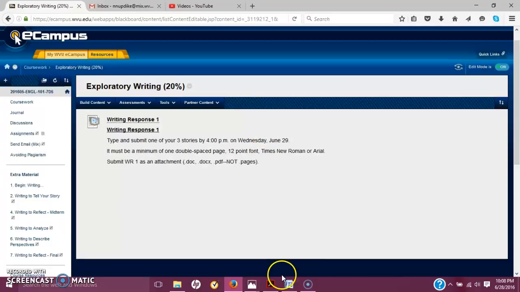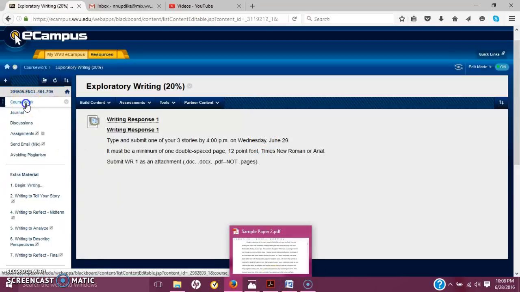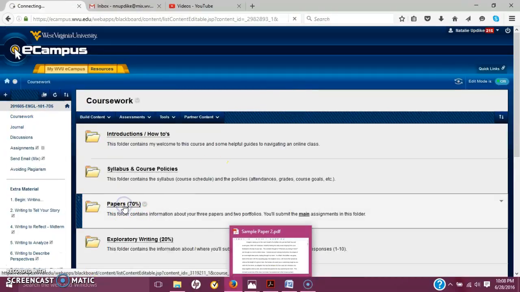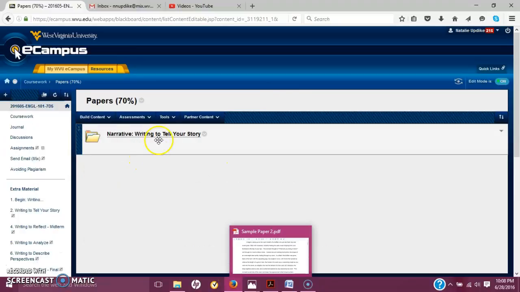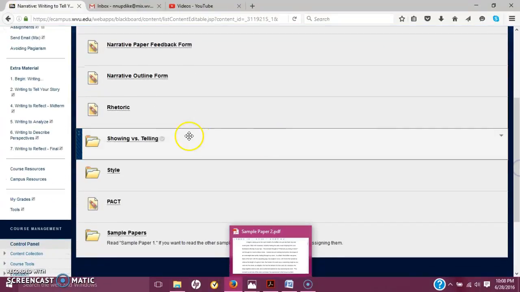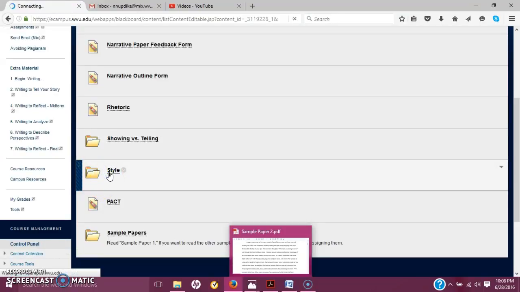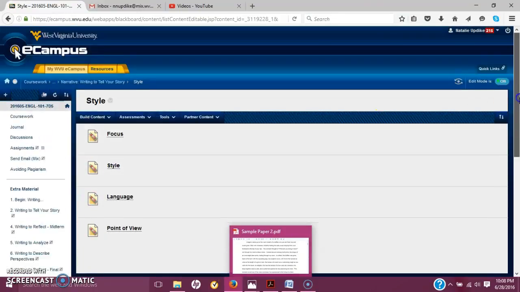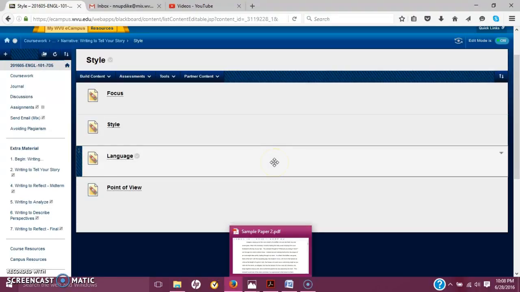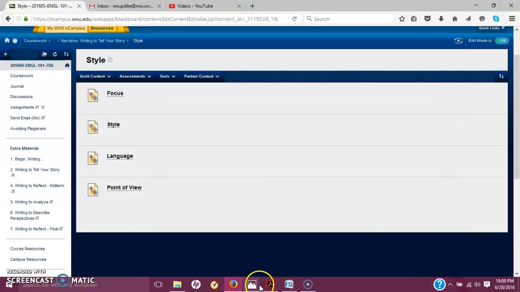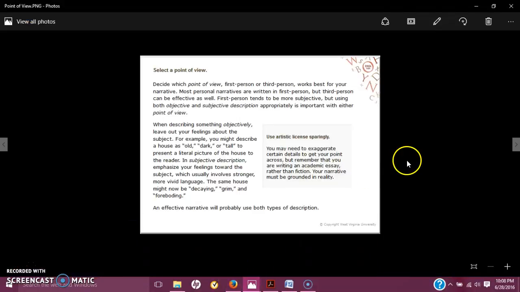So let's go ahead and jump into these documents that I had you read for today. They are again under coursework, papers, narrative, where all of your readings will be for this unit, and the style document. Alright, so we're going to start from biggest to smallest, and the most important would be point of view. Alright, so point of view.